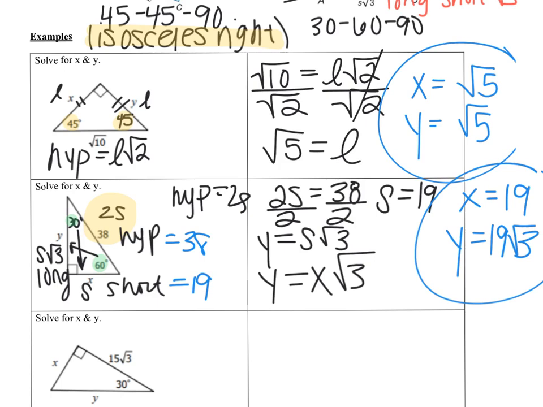You don't multiply it out. You don't put it in the calculator. You don't round to the nearest decimal place. You literally just leave it like that. All right?